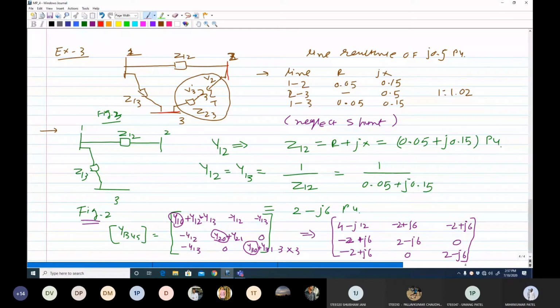Yes, which are the elements of this matrix that get affected if I introduce the transformer? Y22, Y33, Y23, okay, that's very good. Y22, then Y33, yes, very good. Y32 and Y23. These 4 elements are affected if we are adding this transmission line into the network with the transformer. Okay, so let's calculate what will be the change.